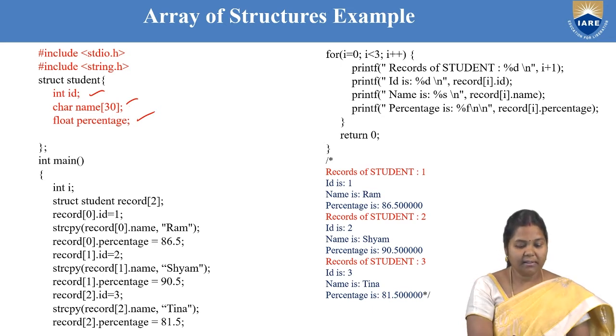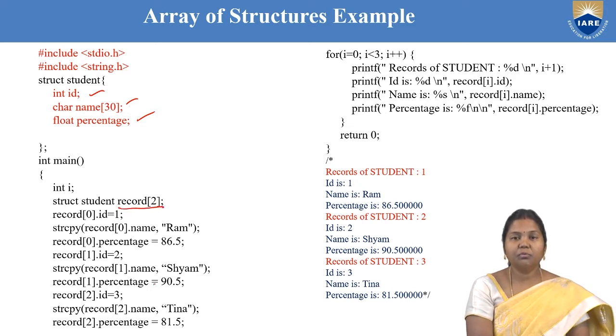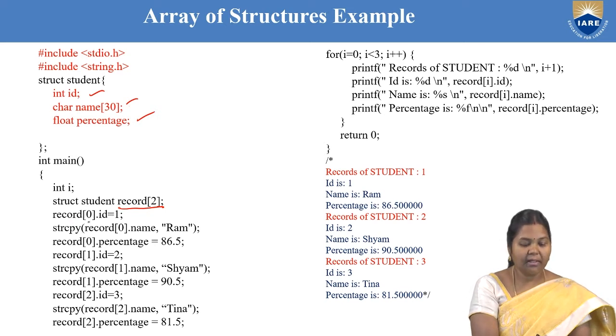Let us create some student records, fill them with values and see what the output is. In the main program, there are two student records, a record array of size 2. First fill the values into the 0th record, then into the first record. So record of 0 dot ID is equal to 1; we are initializing with value 1.